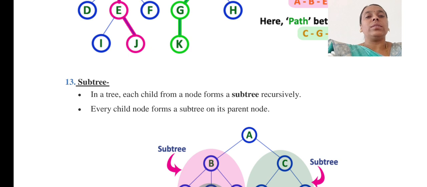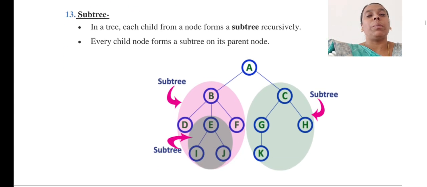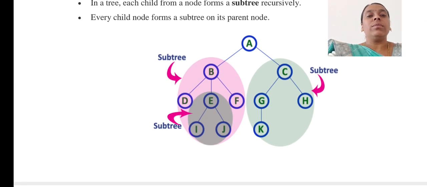The next one is the subtree. Each child from a node forms a subtree recursively. Every child node forms a subtree on its parent node. In this diagram, we are considering three subtrees. B is a parent of D, E, and F, and E is a parent of I and H. Here is 2 subtrees. C is a parent of G and H, and G is a parent of K. So this is 1 subtree. So in total, 3 subtrees are present in this diagram.